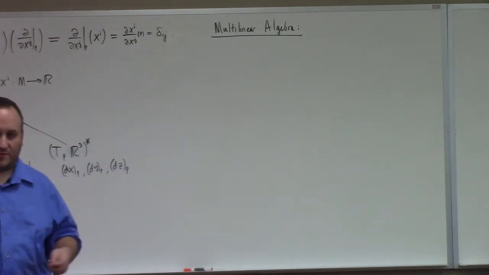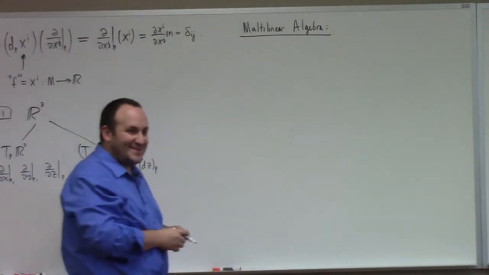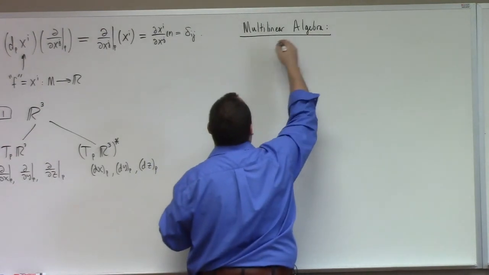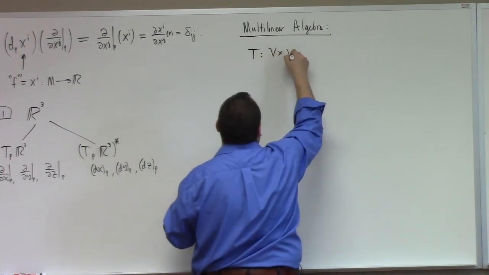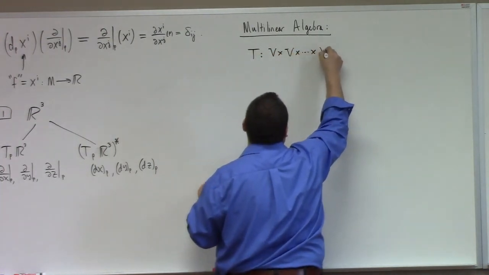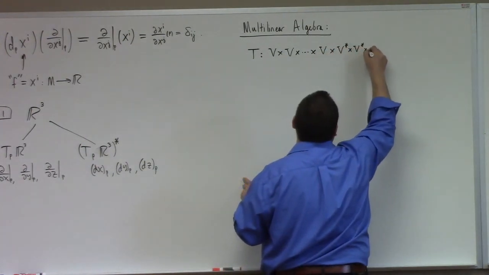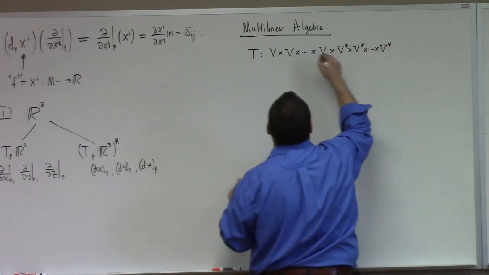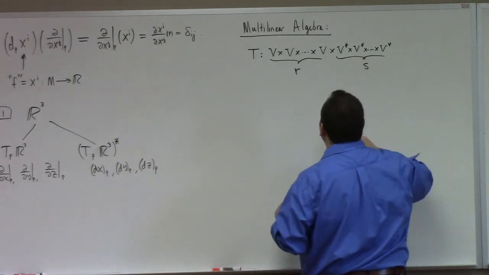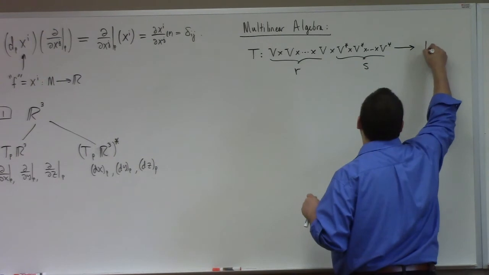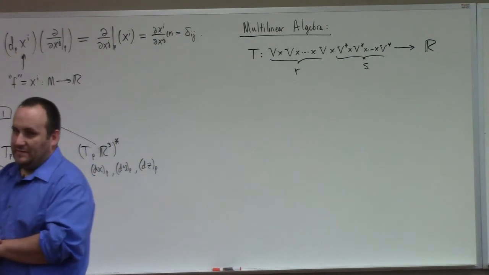So what's multilinear algebra about? You might guess it's the study of multilinear transformations. In particular, if you have T, which is a mapping from, say, V cross ... cross V dual, cross ... cross V dual, and suppose that there's R of these and S of those, and its output is a real number. Such a thing as this.